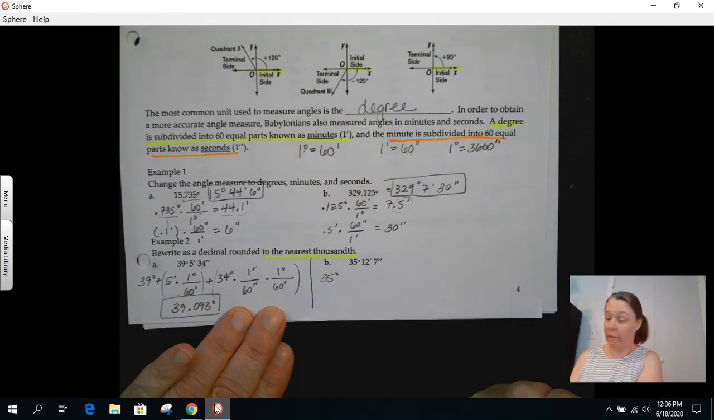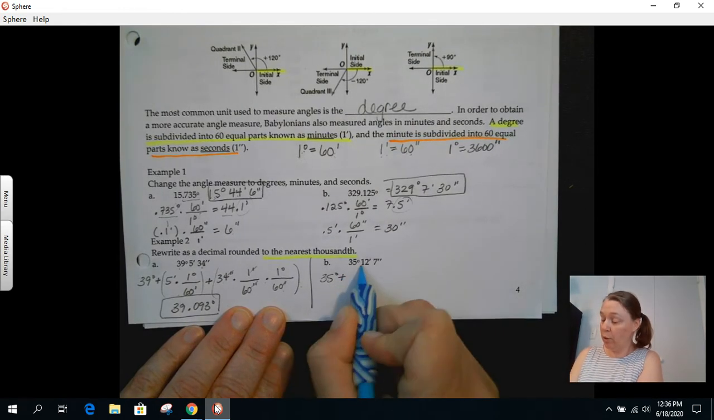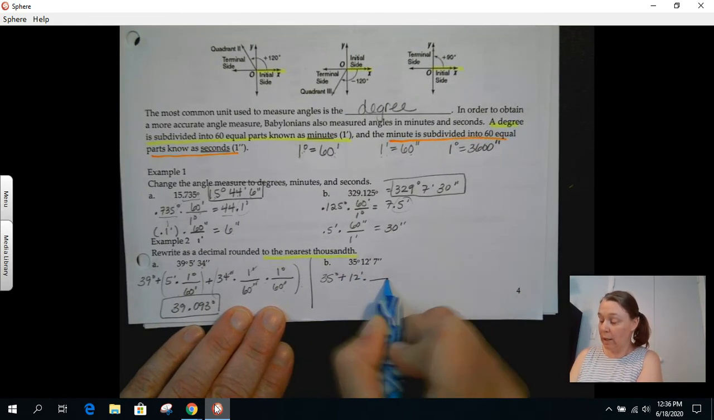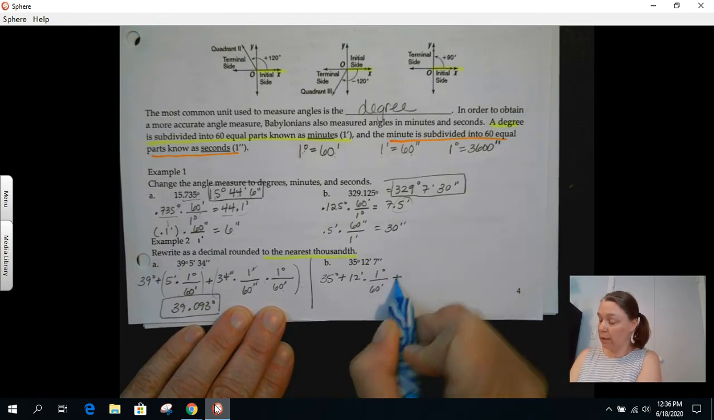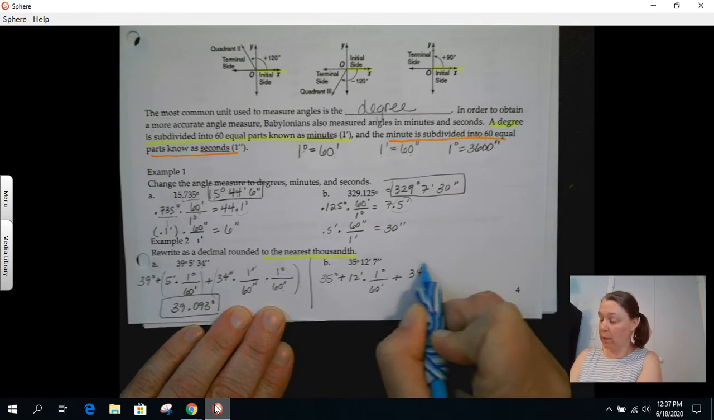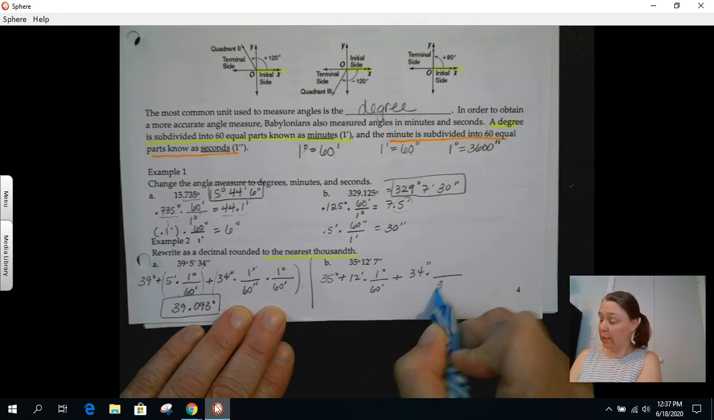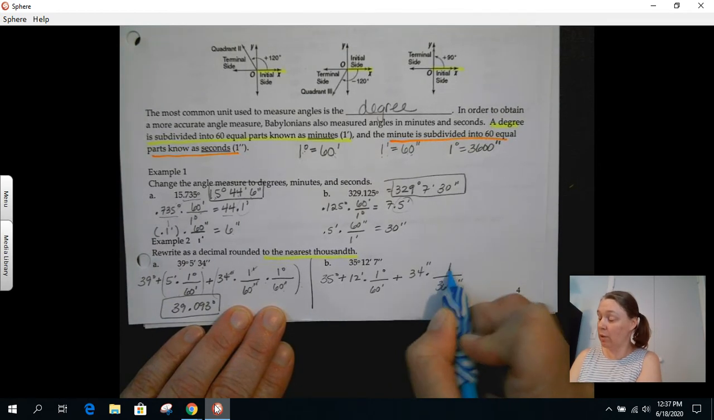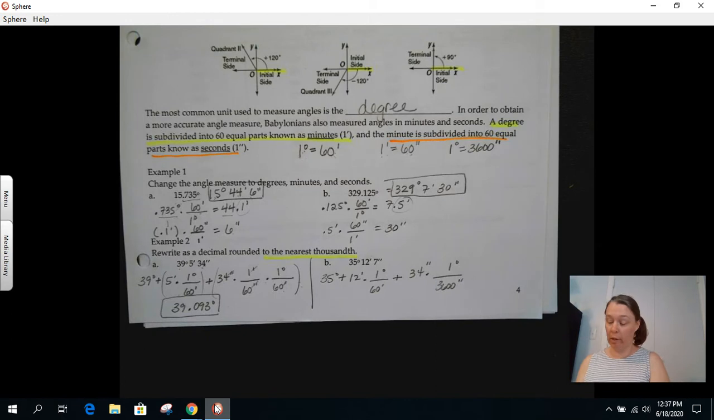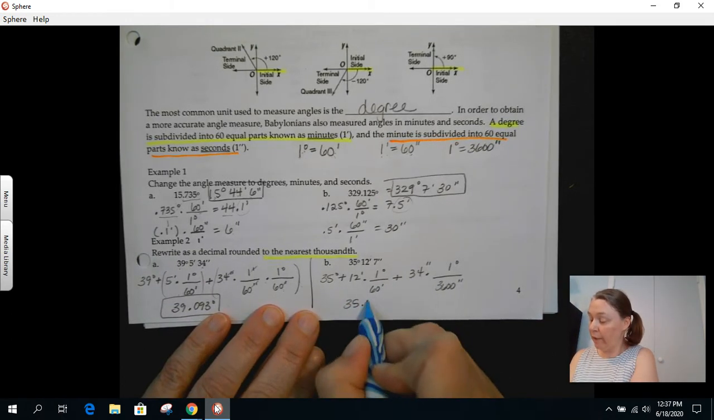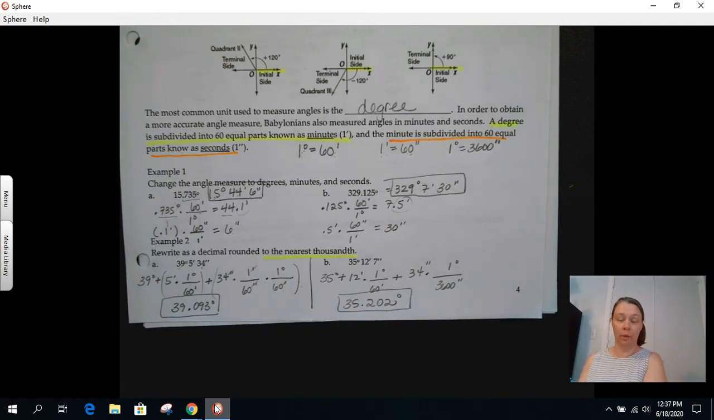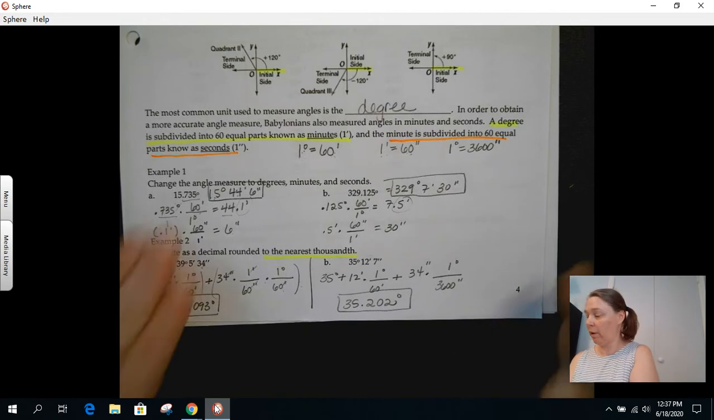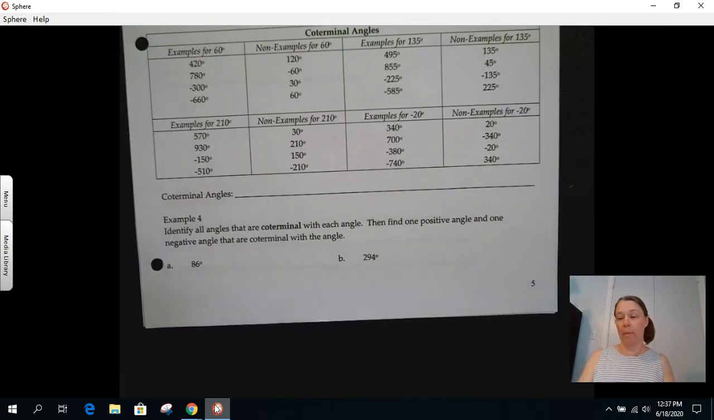All right, so I would have 35 plus, I'm going to do the 12 minutes times, I know that 60 minutes is 1 degree, plus 34 times, and that was seconds, right? I know 3,600 seconds is 1 degree. And again, I would just put that all in my calculator all in one shot. So when you round, you should get 35.202 degrees. Okay, so we just kind of need that in the back of our mind because that's going to come up throughout the whole semester, really.